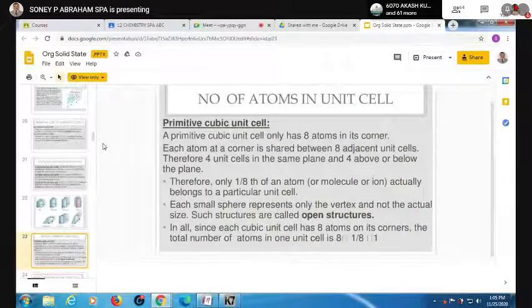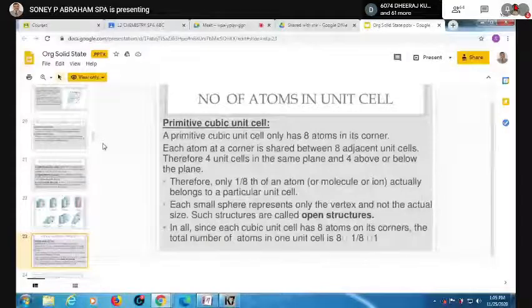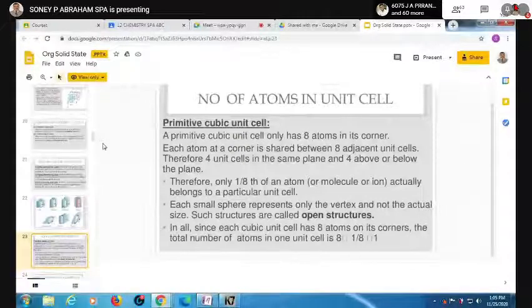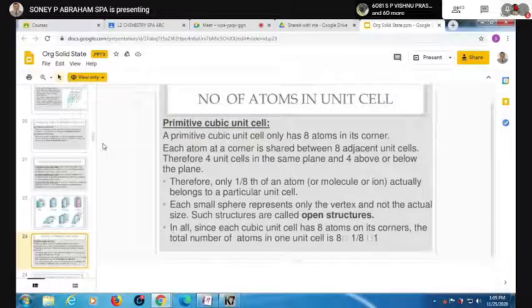So next we are going to talk about the number of atoms present in a unit cell. Okay. So for our simplicity, we will take the cubic unit cell. So you consider the room in which you are sitting. How many corners are there? 8 corners.